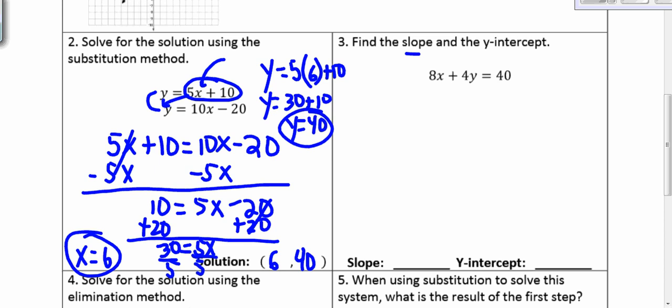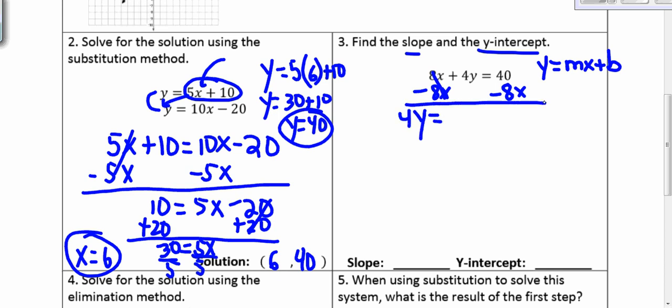Find the slope and the y-intercept. This is number 3. And remember, anytime that you have to find the slope and the y-intercept, you're looking for the y equals mx plus b form of that line. You have to solve for y. So the first thing you do is subtract 8x on both sides. Remember that the 40 and the minus 8x you cannot combine, because they're not like terms. So you just write them separately, just like that.